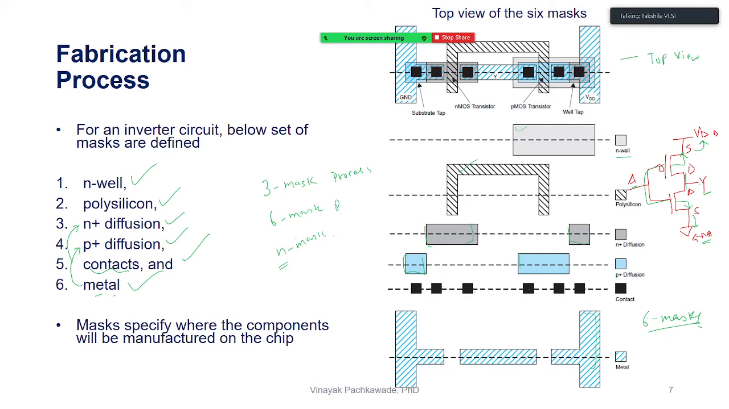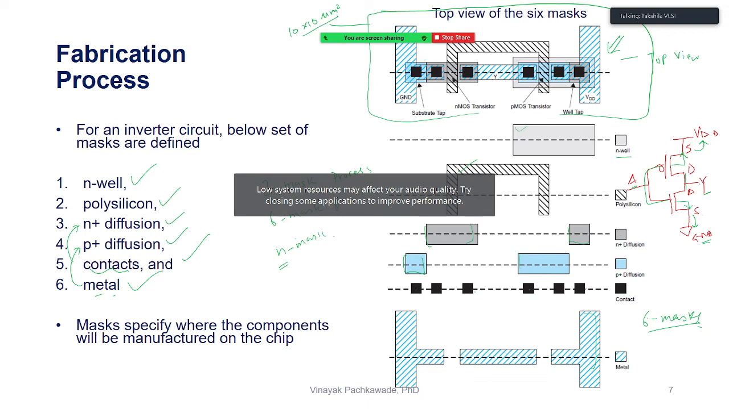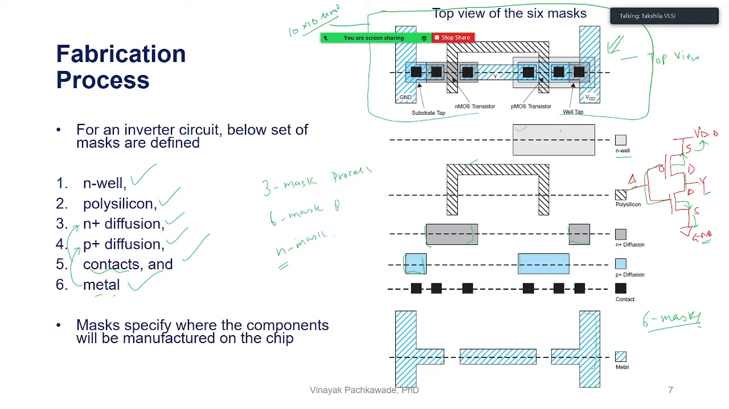All right. Can anybody take a look at this picture, the top view, and try to see where the areas are where I am defining the mask? This is the chip area, for instance. This area is about, let's say, 10 by 10 micrometer square, and I have a particular technology.